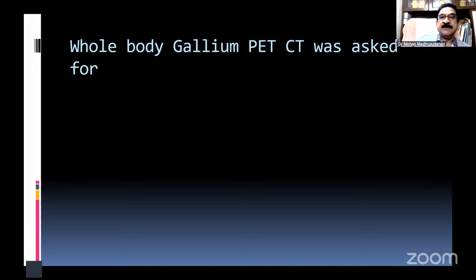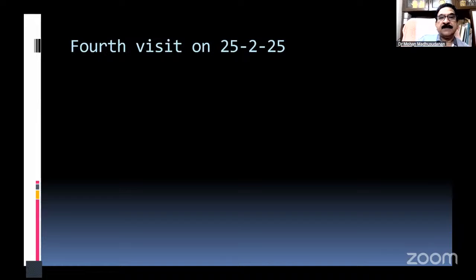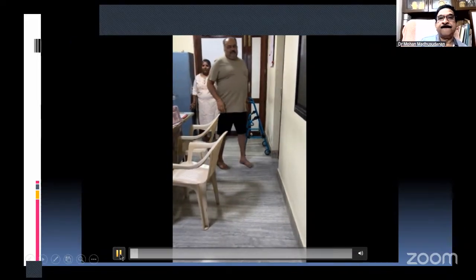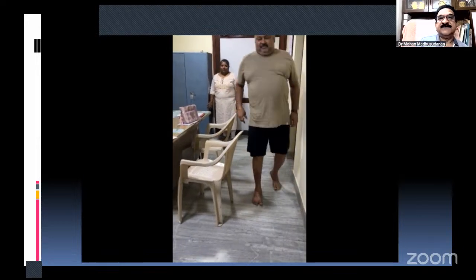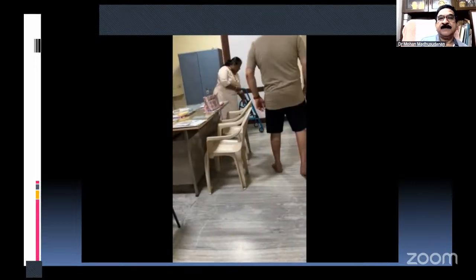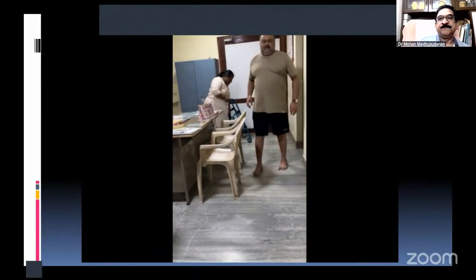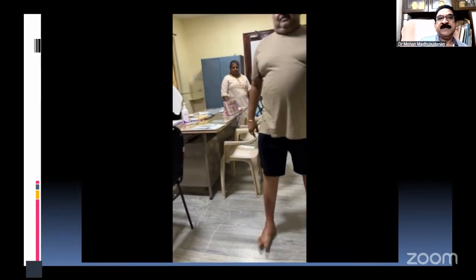So, what do you want to do? Not the ordinary scan; a gallium PET scan was done. That is a scan required to find a mesenchymal tumor, not our ordinary FDG PET. So, the fourth visit on 25/2, while on this treatment, he is much better now. He walks almost freely. See the first walking and this walking. Still abnormal, but much better than before. He's only on vitamin D and phosphate.